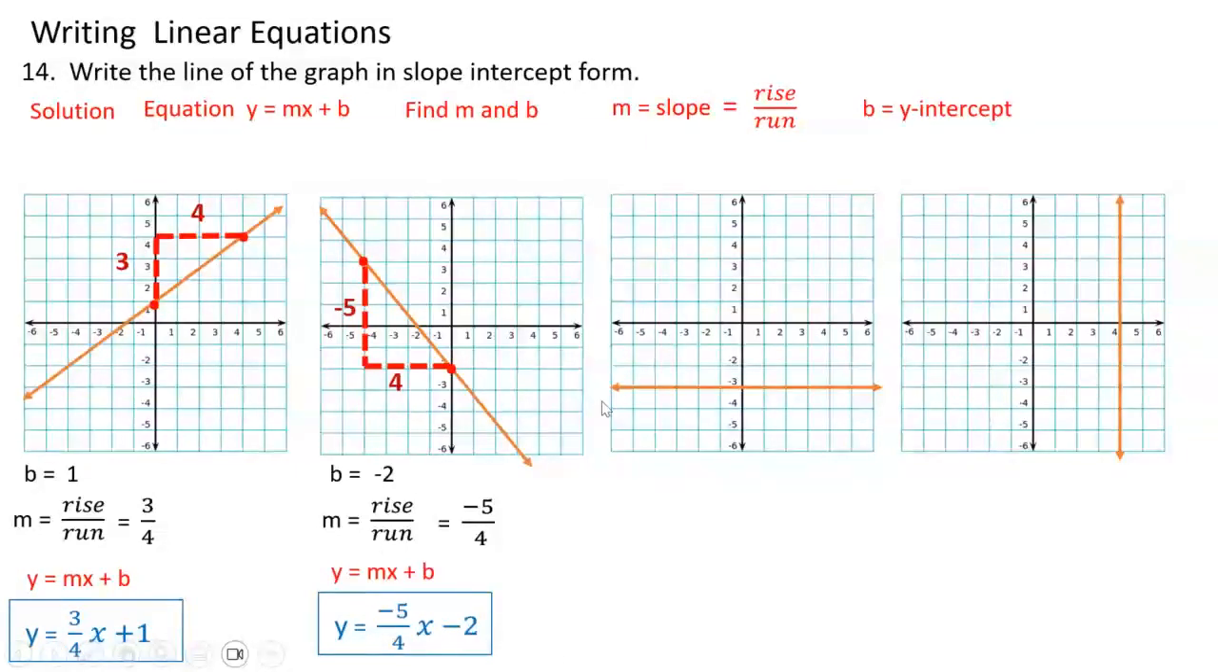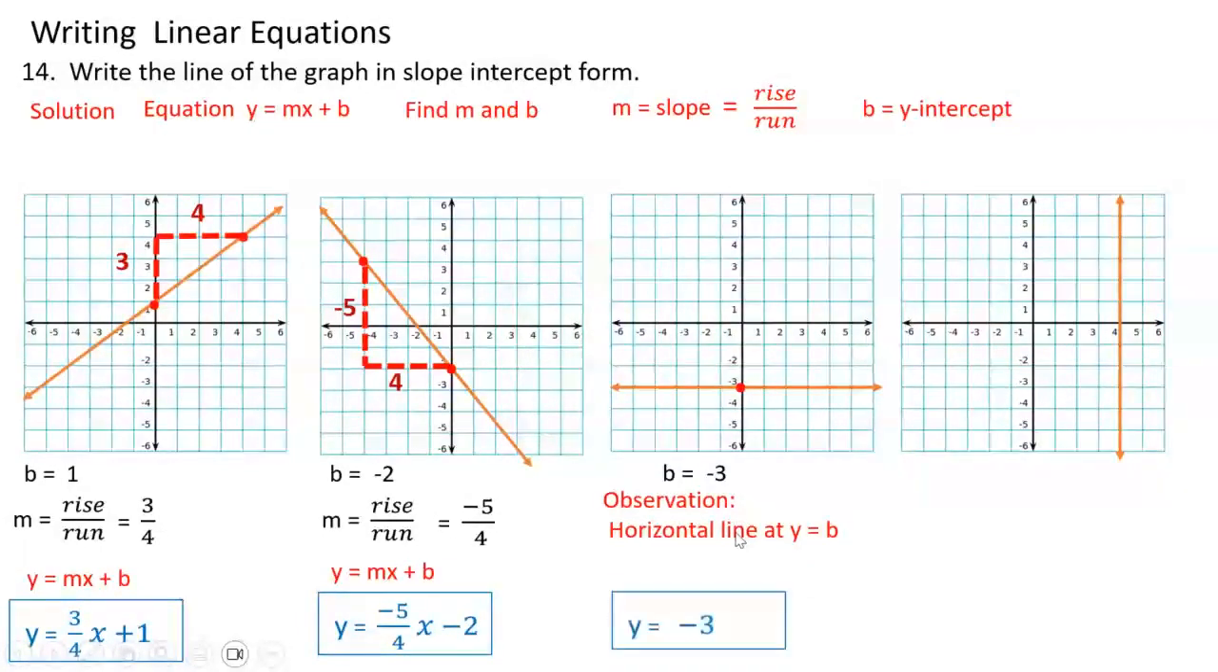Now the third one. You can remember the observation, guys, that this was zero slope, right? So in this equation, my b is -3, so the answer will be y equals -3. I'm sorry about that, because it's on the negative side. And this is the vertical line. Remember, the vertical line will be x equals to a number, or x equals c. So x equals 4.